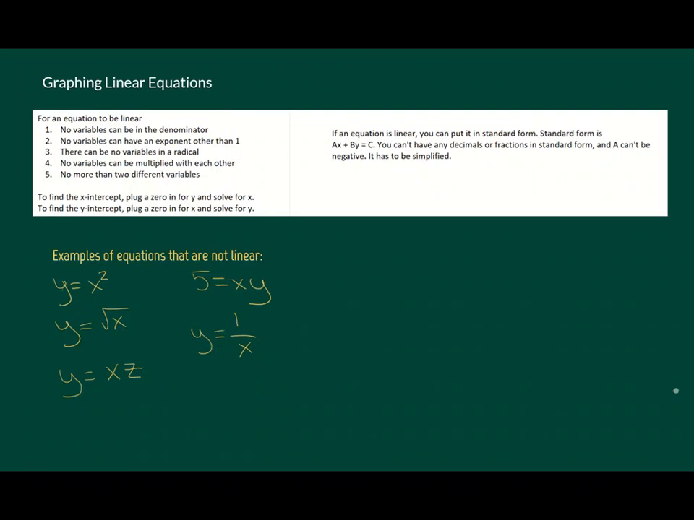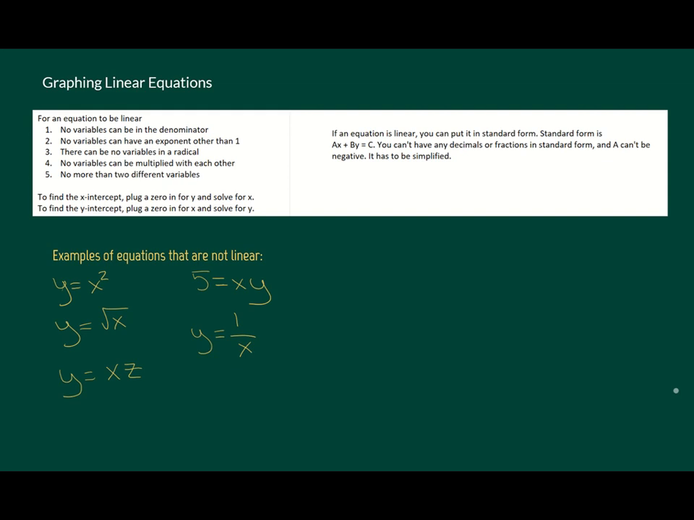In this section, we are going to graph linear equations. You also, in the section, have to tell if an equation is linear. So I've written down at the bottom examples of equations that are not linear. If you have anything that's squared, or any variable other than one, if there's any variable in a radical, if any variables are being multiplied together, or if there's more than two variables, or if a variable is in the denominator, that's not going to be linear.